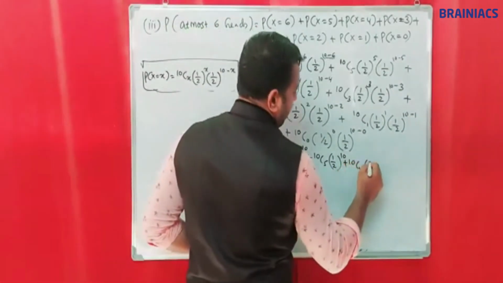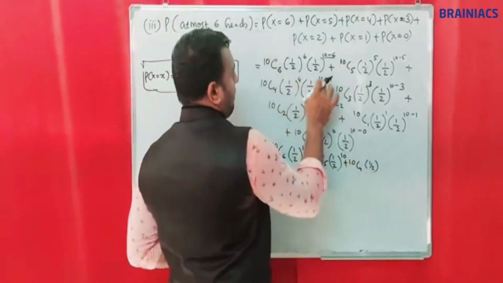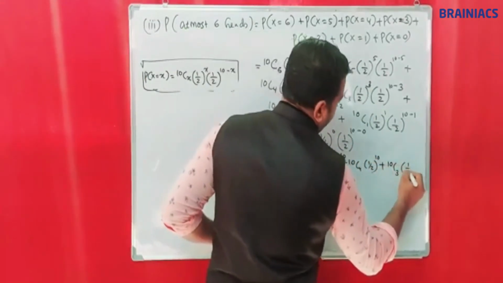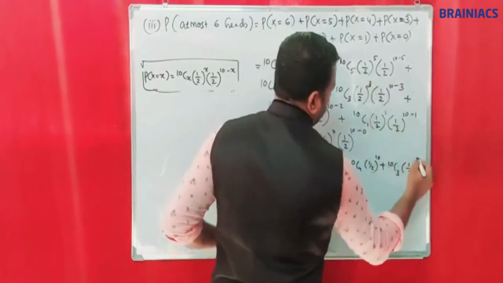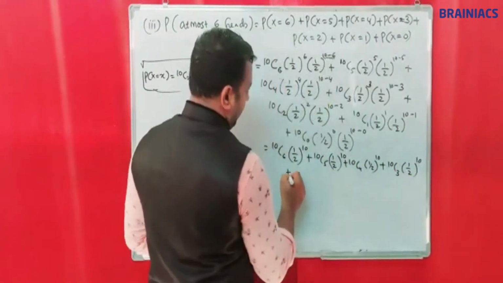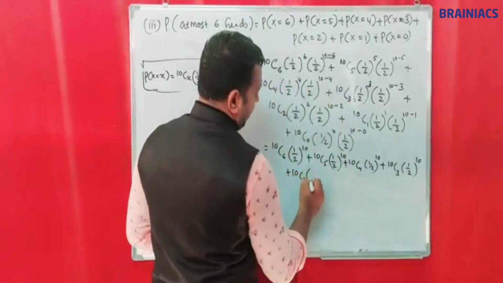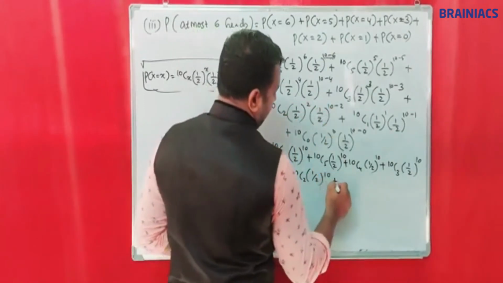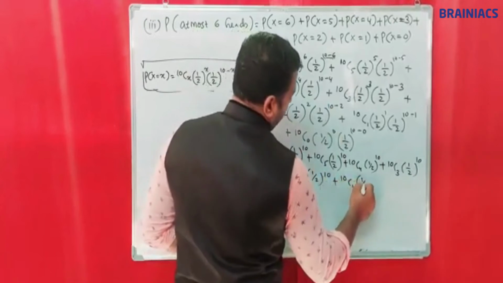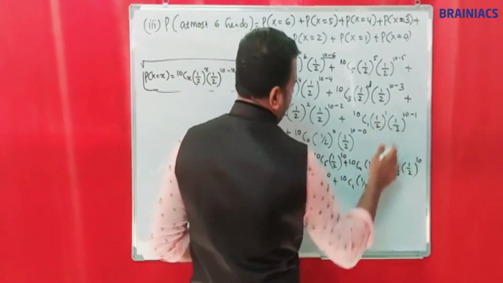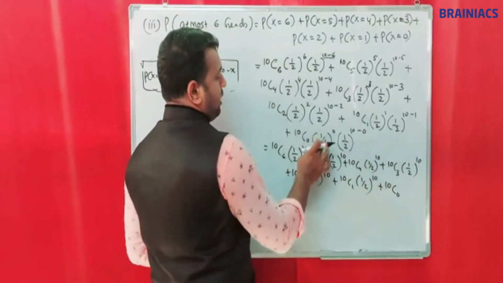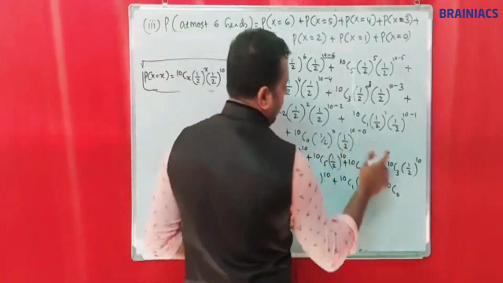10C4, 1 by 2 raised to 4 plus 6, answer is 10. 10C3, 1 by 2 raised to 3 plus 7, answer is 10. 10C2, 1 by 2 raised to 2 plus 8, answer is 10. 10C1, 1 by 2 raised to 1 plus 9, answer is 10. 10C0, 1 by 2 raised to 0 plus 10, answer is 10.